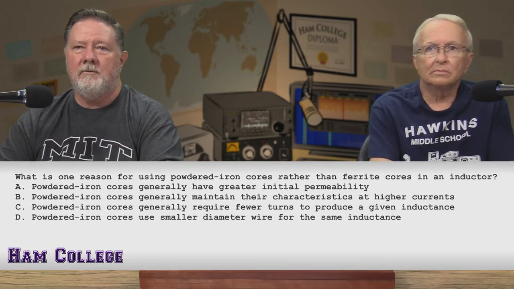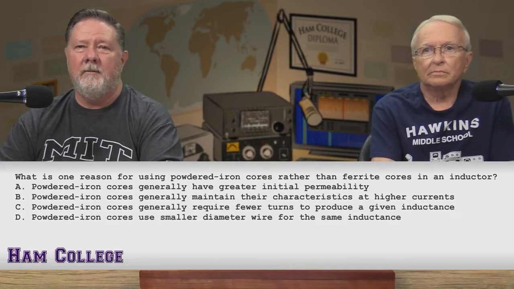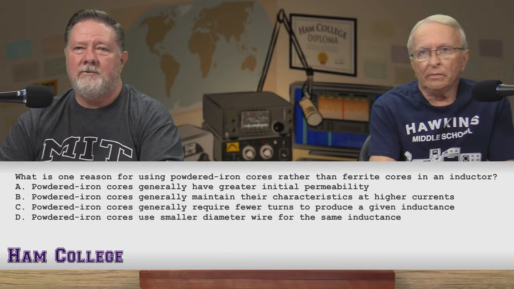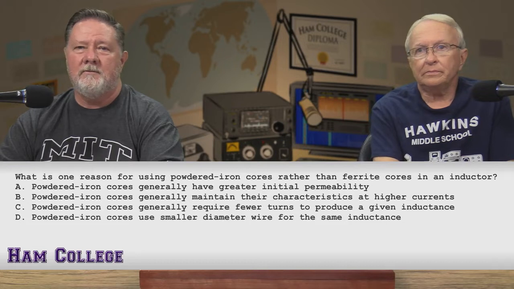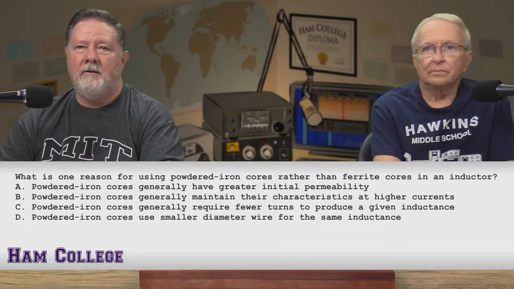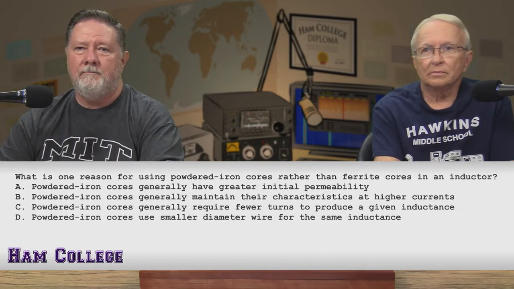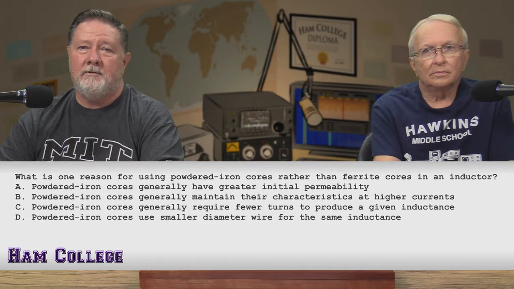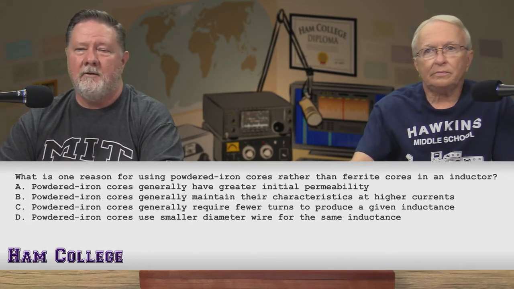B, powdered iron cores generally maintain their characteristics at higher currents. That seems plausible, so I'm going to leave that one in the pool here. C, powdered iron cores generally require fewer turns to produce a given inductance. Well, that's got to be false too because we established that a few other questions back. And powdered iron cores use smaller diameter wire for the same inductance. I just don't think that's right. So I'm thinking it's going to be B. Powdered iron cores generally maintain their characteristics at higher currents.